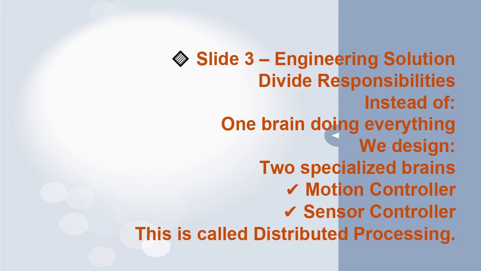Engineering solution. Divide responsibilities. Instead of one brain doing everything, we design two specialized brains. 1. Motion controller. 2. Sensor controller. This is called distributed processing.